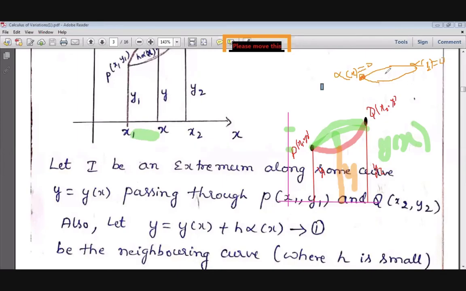Okay. If this comes above this, then h will be 0, or this goes above this, h of x will be 0. Okay. Understood?